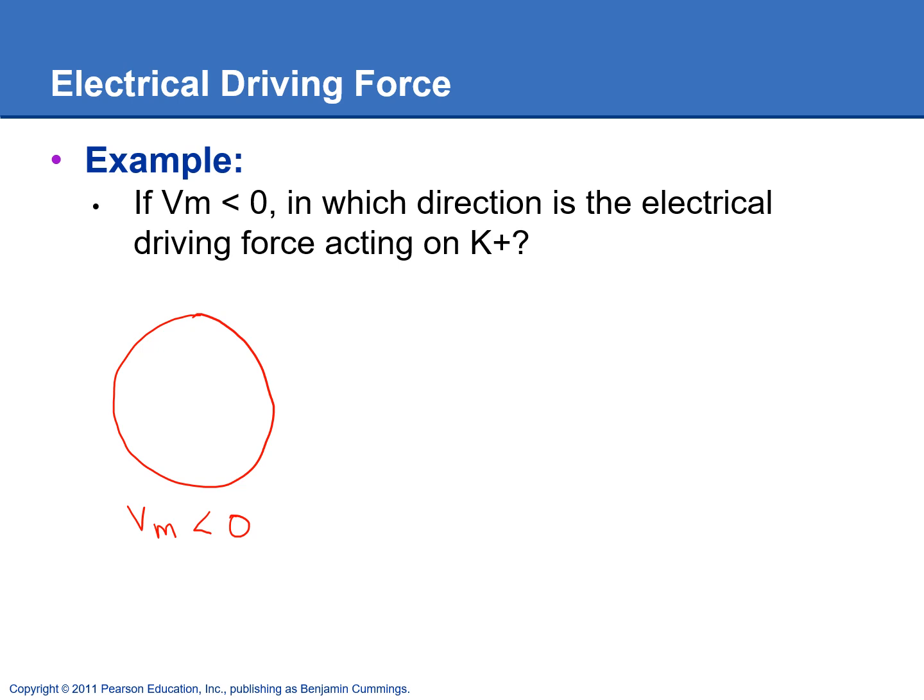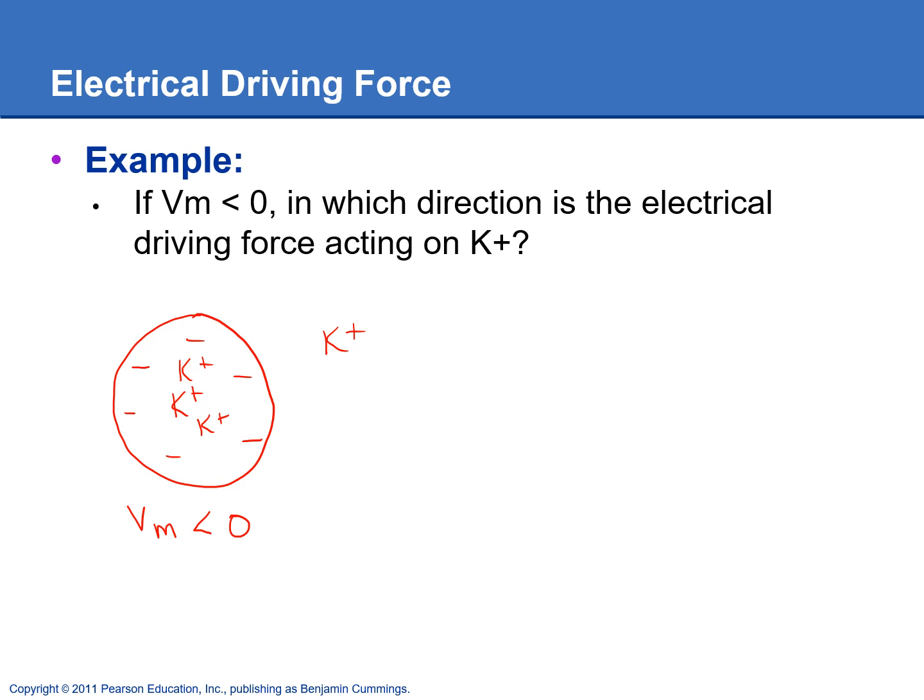Okay, so let's do an example of looking at the electrical driving force. Let's say that the membrane potential is less than 0, which means it's going to be negative. So I would first draw my cell with some minuses in here, indicating that we've got a negative membrane potential. And my ion here is potassium. Potassium is always higher inside the cell than outside. We don't actually need to know the concentration gradient because we're just looking at the electrical driving force, but we'll draw it in here anyway.